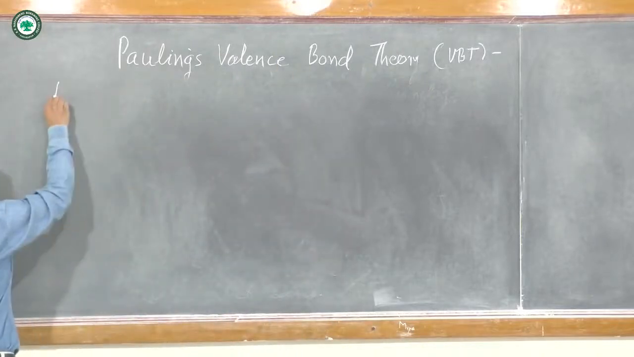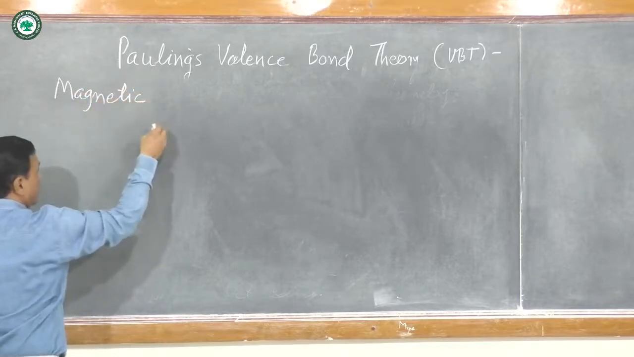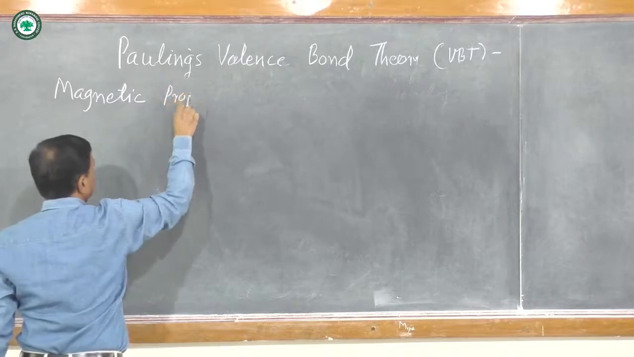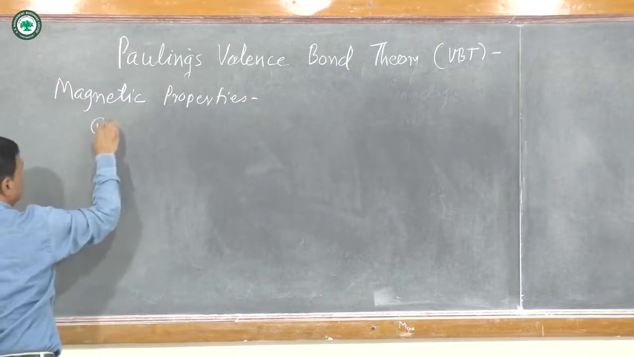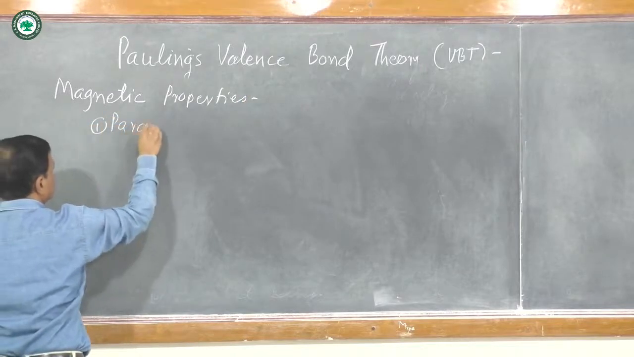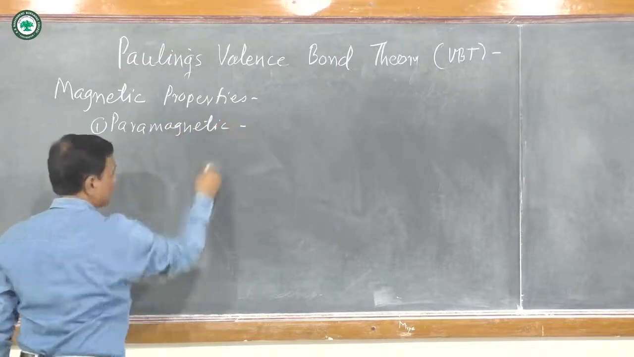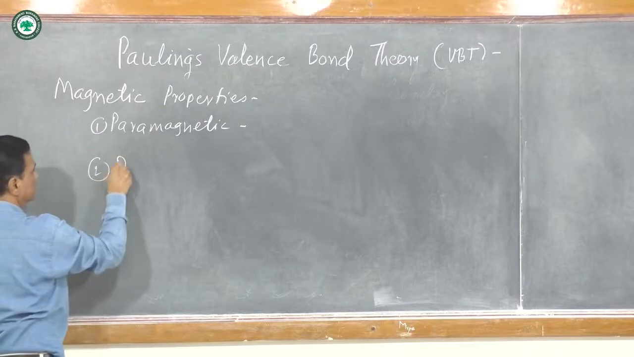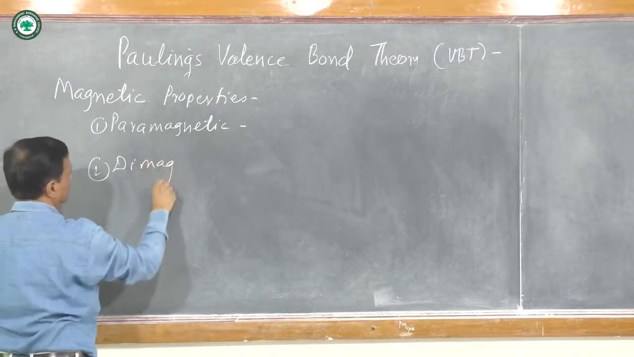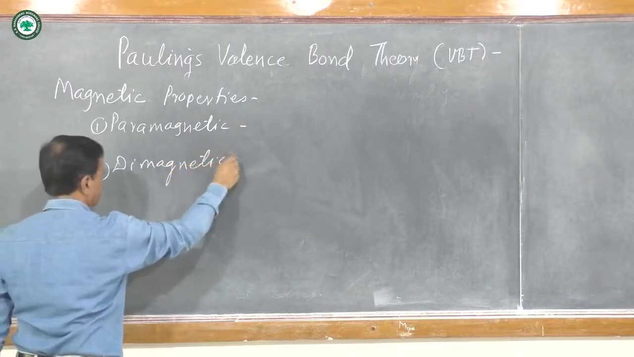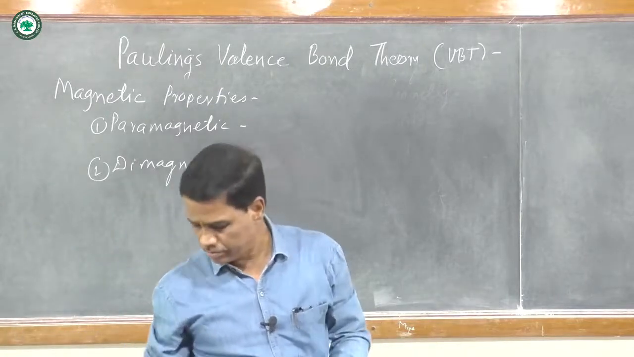Next point is magnetic properties. Number one is paramagnetic. Second is diamagnetic. Listen, what is meant by paramagnetic compound?